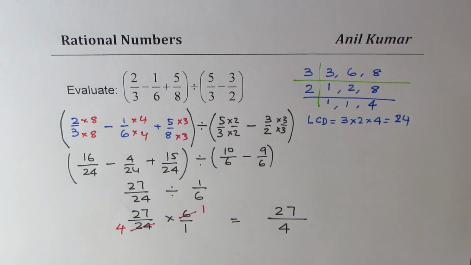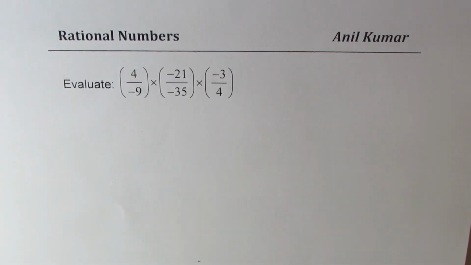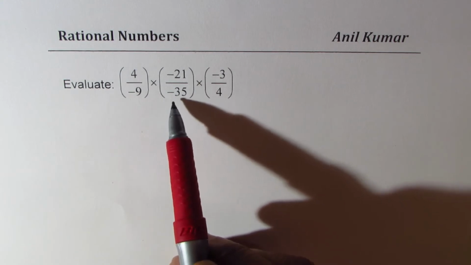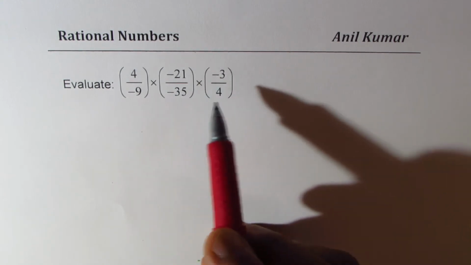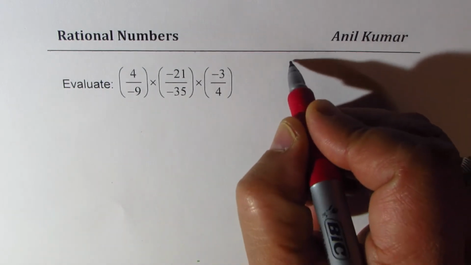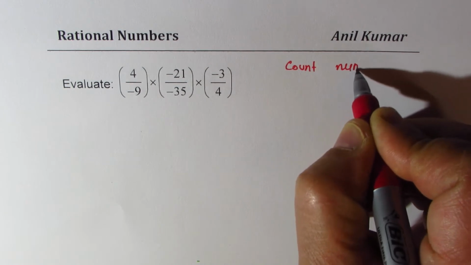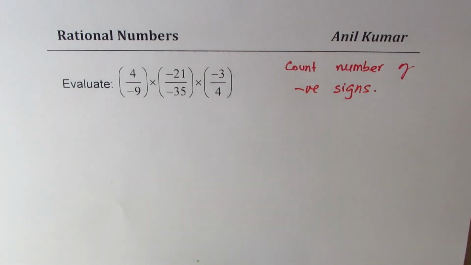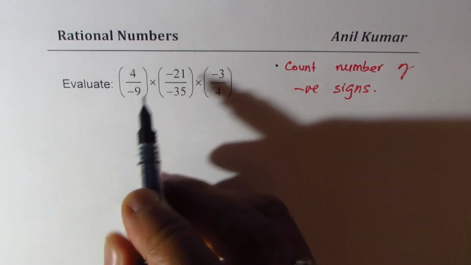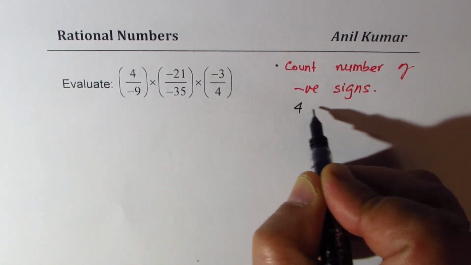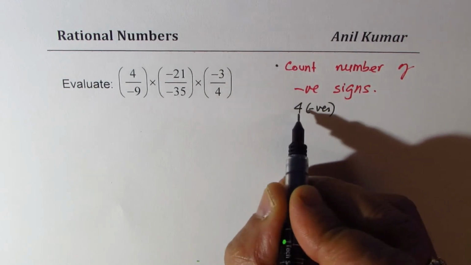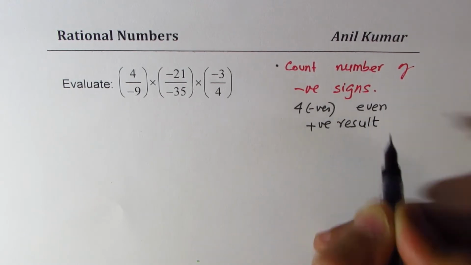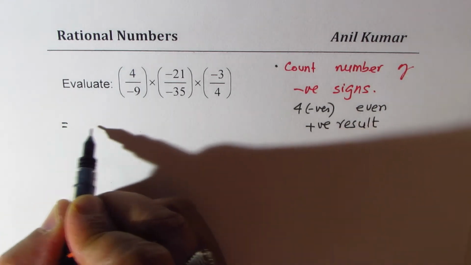So now we'll take up questions involving multiplication and division. Here is the first one: 4 over minus 9 times minus 21 over minus 35 times minus 3 over 4. So first thing you should do is count the number of negative signs. So in this case, how many negative signs do we have? 1, 2, 3, 4. So 4 negatives, correct? Now since this is an even number, we get a positive result. You get that idea. So first thing is, we'll write this as positive, right?